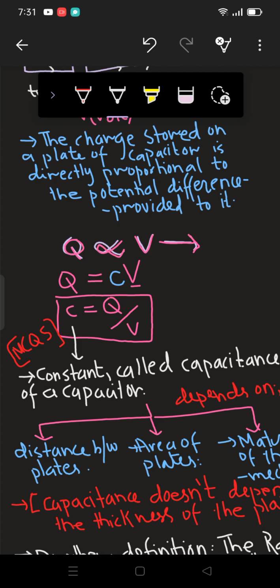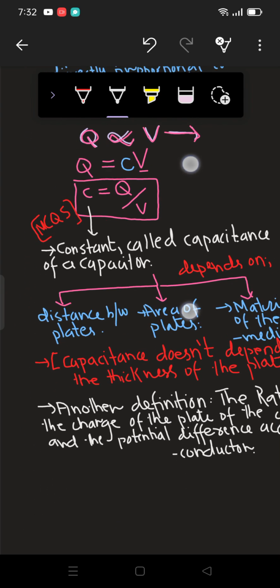Then we discussed what it depends on. It depends on three things. It depends on the distance between the plates, right? It depends on the area of the plates, and it depends on the material of the medium or the nature of the medium. But it does not depend on one thing, and that is the thickness of the plate. No matter how thick the plates are, the capacitance of the capacitor would not be affected, since capacitance of a capacitor does not depend on the thickness of the plate, right?